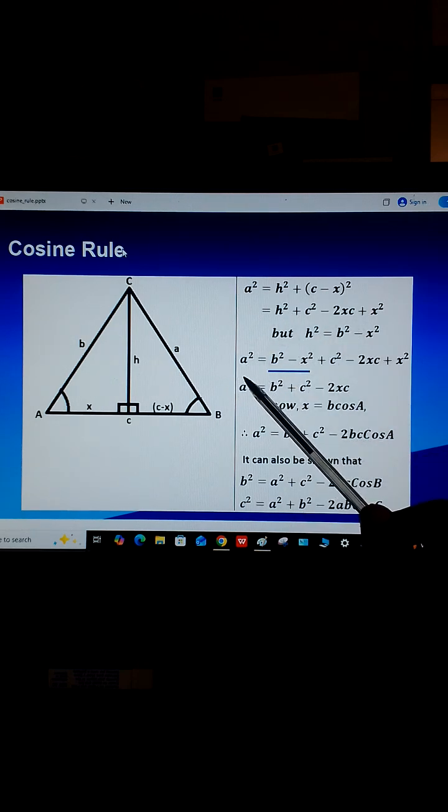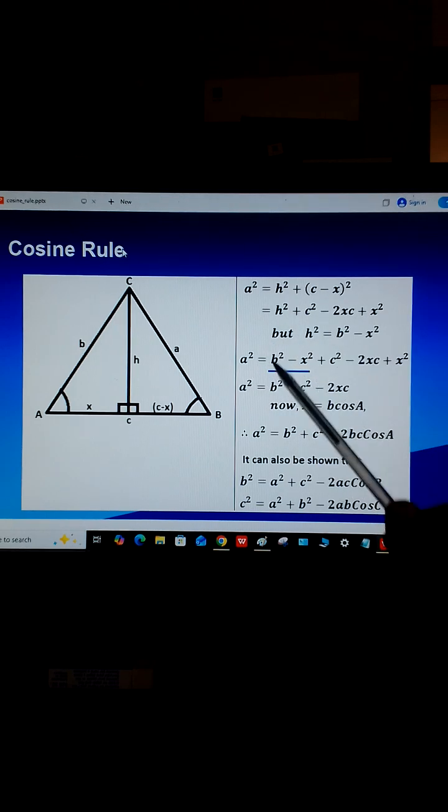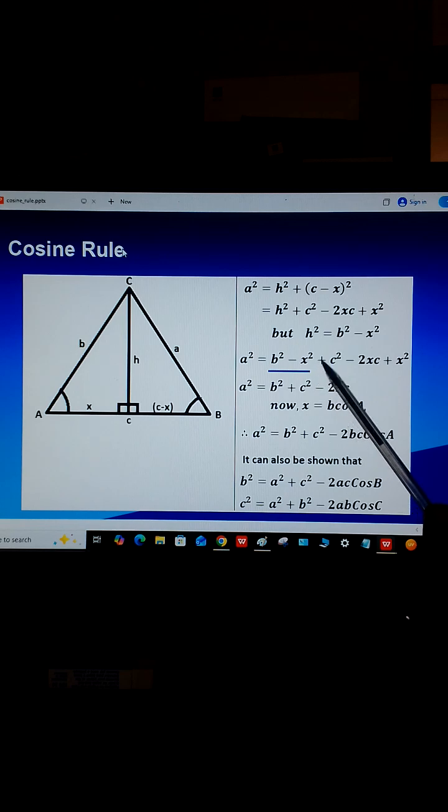So a squared is equal to h squared, which is now b squared minus x squared, plus c squared minus 2xc plus x squared. Now, in this equation, on the right hand side, we find that minus x squared cancels out with the plus x squared. So we remain with a squared is equal to b squared plus c squared minus 2xc.